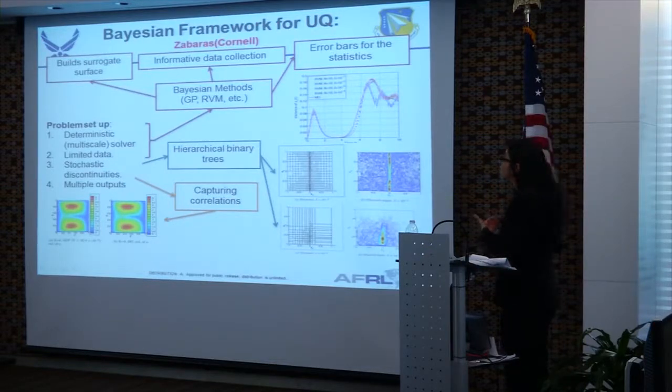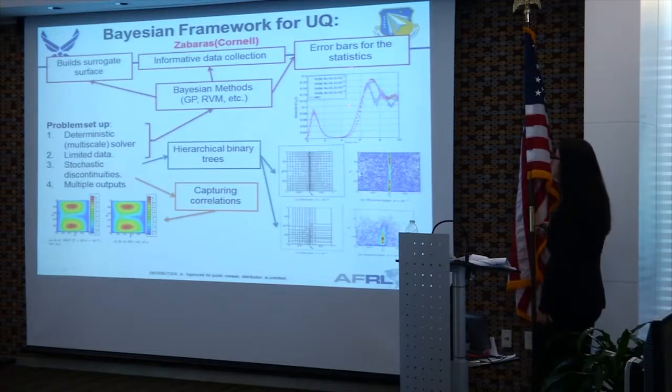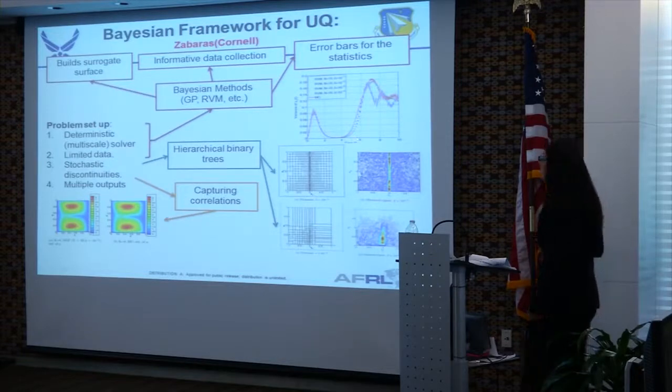The Bayesian approach will let you do this, and then you can build the surrogate surface. The surrogate surface that you create, this surrogate model, may not be accurate. So one of the things you would like to do is a refinement based on the accuracy of this, so that you can use the data collection in such a way that the surrogate surface becomes more accurate, more representative of the model. And in this case, you're looking at error bars for statistics. So this is an interesting framework for handling some of these multi-scale stochastic modeling problems.